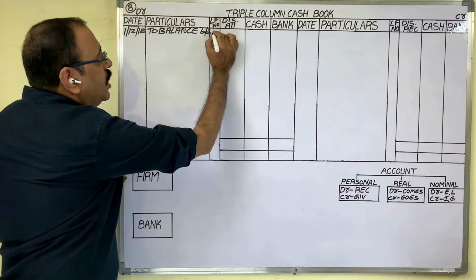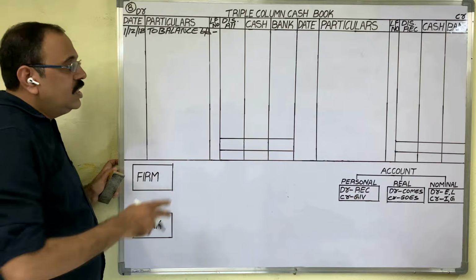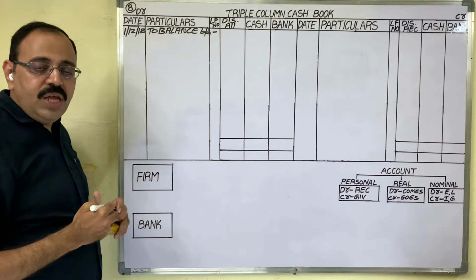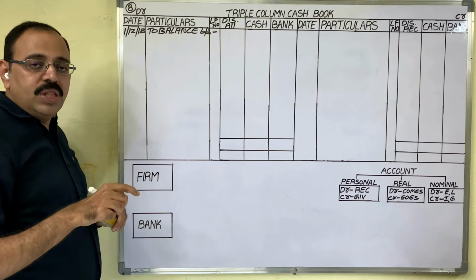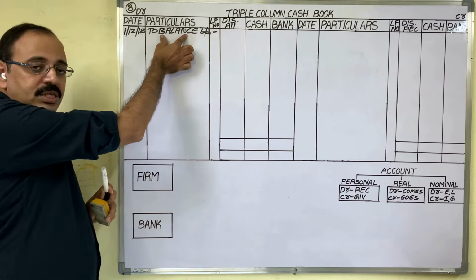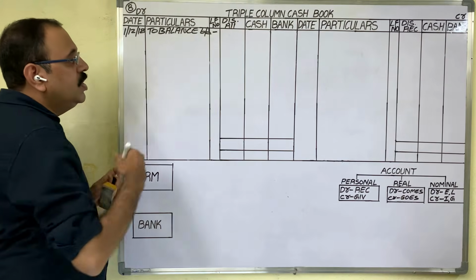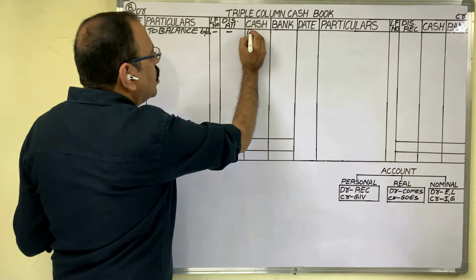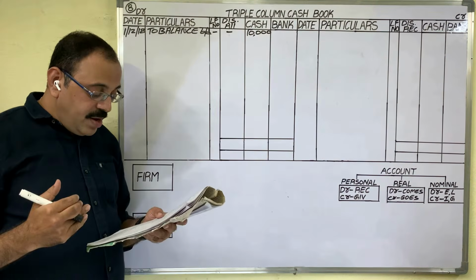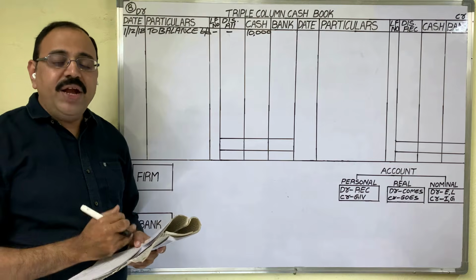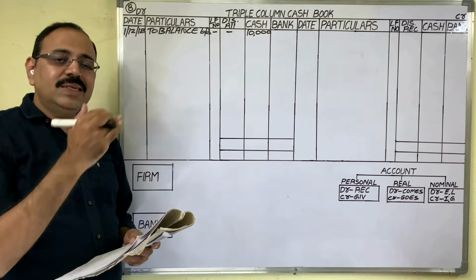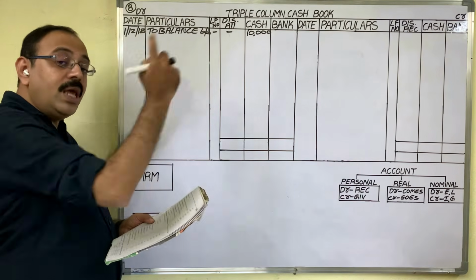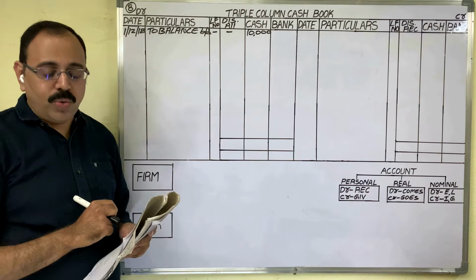Don't write anything in the LF number column because this is an opening balance. There is no journal entry related to this, and in the ledger book there is no account related to this. Don't write anything in the discount column because there is no discount here. The cash balance is 10,000 rupees. Come to the next line. The date is not given. When the date is not given, it means the same date is applicable. 1st December 2018 applies to the second line also.